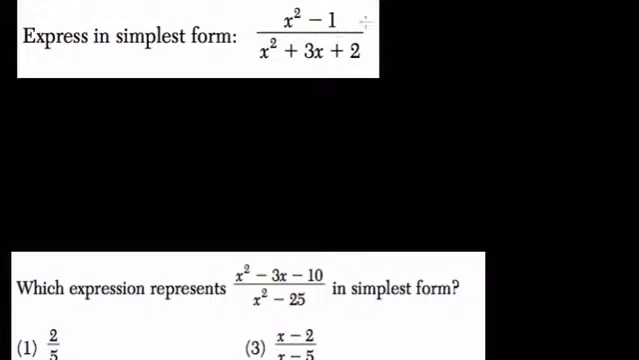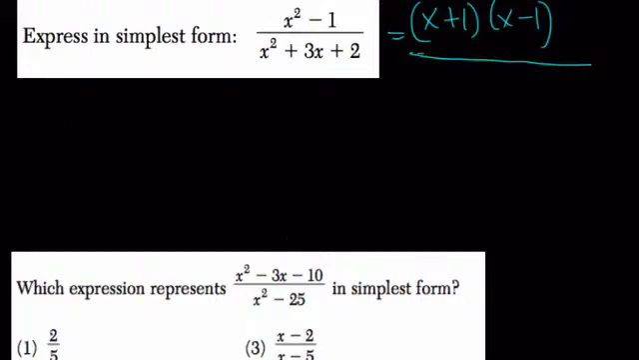Express this in simplest form. We have a difference of perfect squares in the numerator. So x squared minus 1 becomes x plus 1 times x minus 1. Remember, a difference of two squares literally means difference, or subtract the two squares that you're given, take the square root of each, and that's how you factor them. I factored x squared into x, and I factored 1 into 1. So we get x plus 1 times x minus 1. And that'll help us cancel out in a moment.